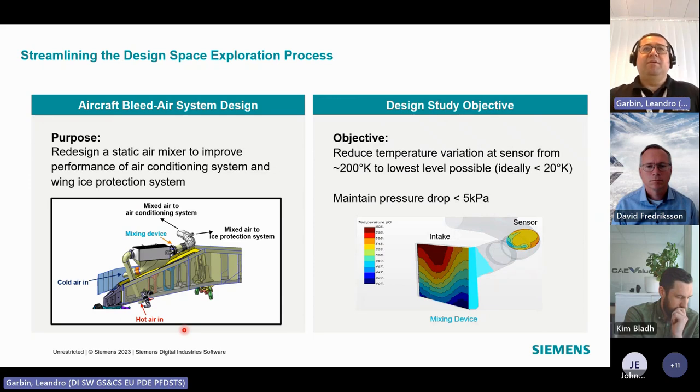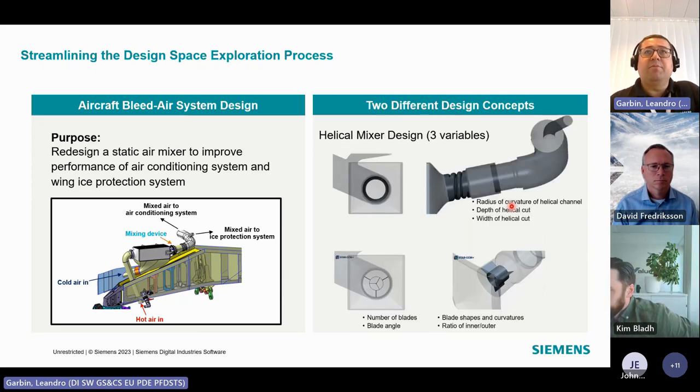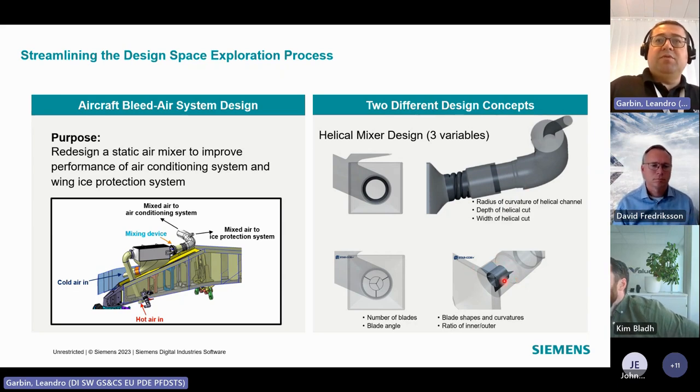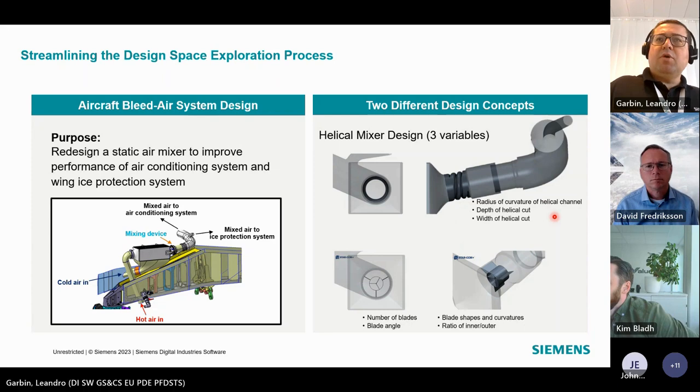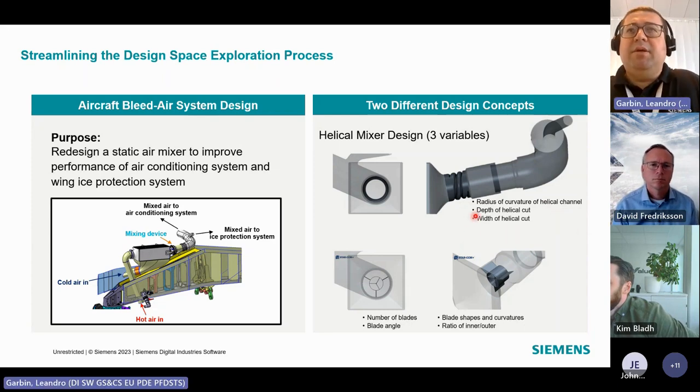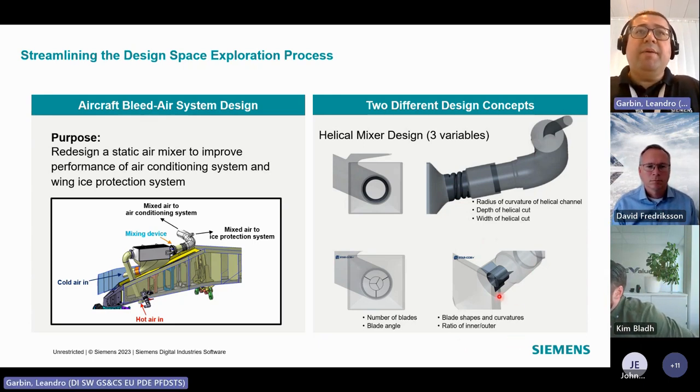And we have some objectives. The objective is to reduce the temperature, as you can see over here, at the sensor from 200 Kelvins to the lowest level possible, ideally, for example, 10 Kelvins, and maintain the pressure drop, so 5 kPa, as you can see over here. And we have some variables. On those three variables we have two different kinds of concepts of fan that you can see over here. So we have a radius of a curve of helicoidal channel, we have a depth of helicoid cut and a width of helicoid cuts. And we have the blades.